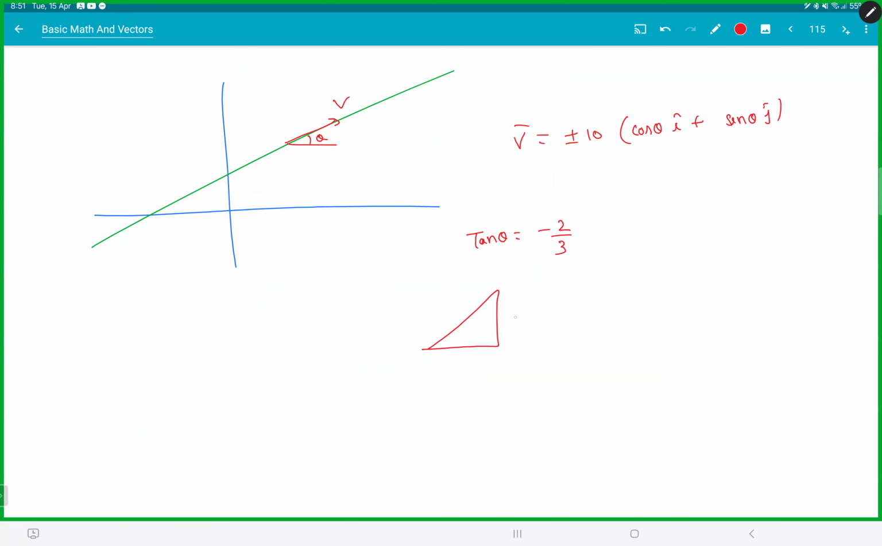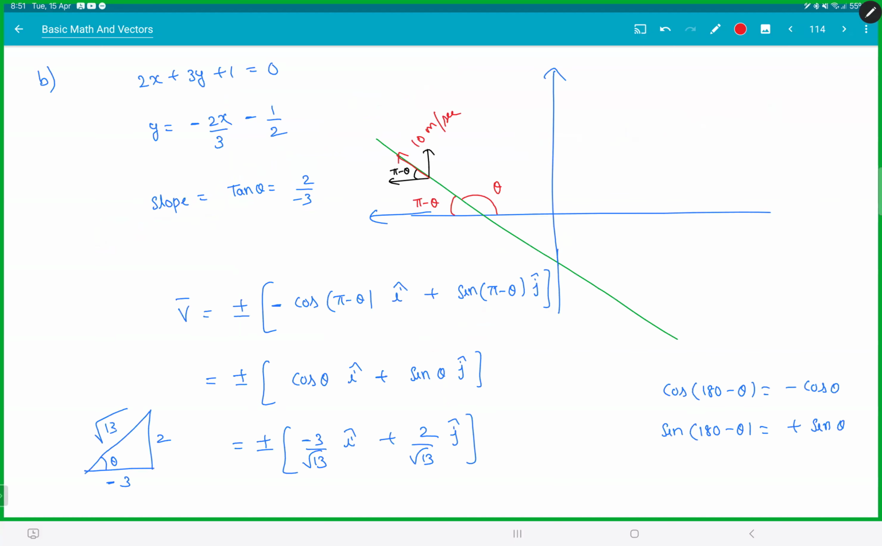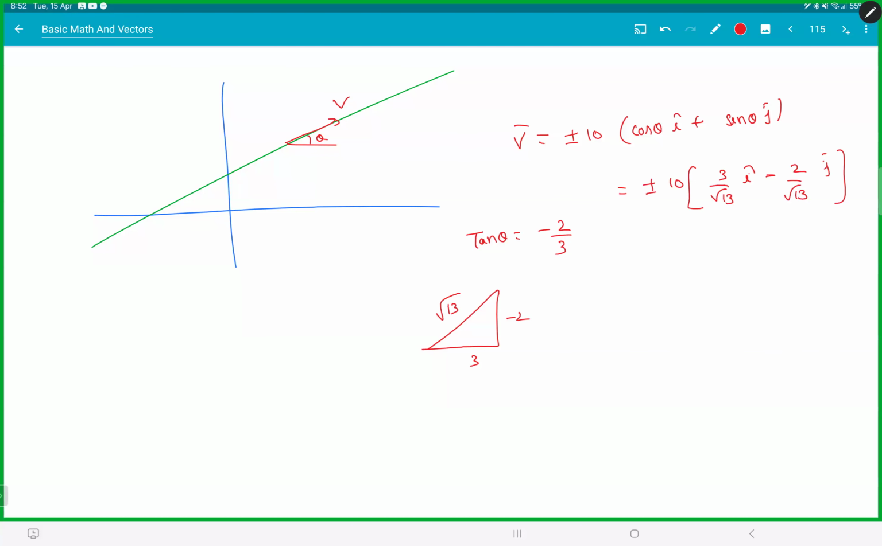So make a triangle here. So just put minus 2, 3. Because that plus or minus is there, that will take care of the answer actually. And this guy will be root over 13. So this will be plus or minus 10 times cos theta, which will be 3 by root 13 i cap, and this will be minus 2 by root 13 j cap. You will get the same answer. It won't matter because there's a plus and minus outside. The signs will take care of themselves.